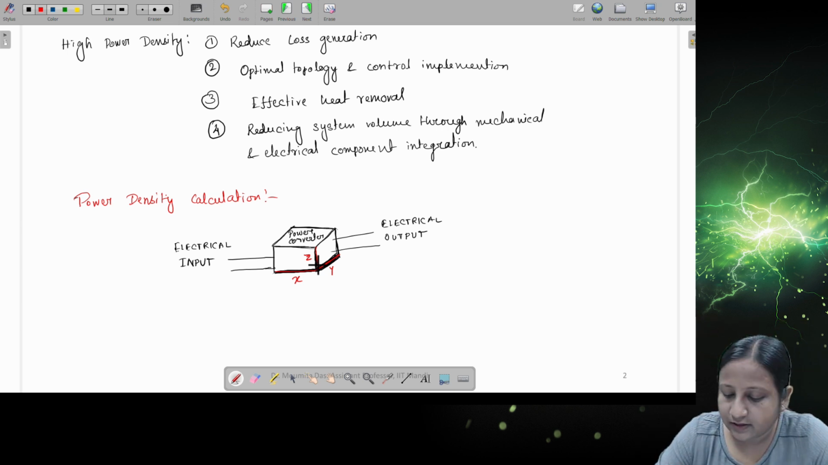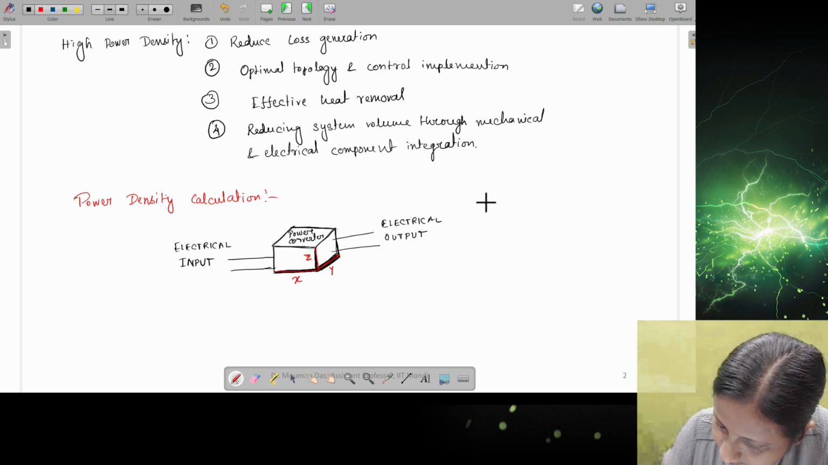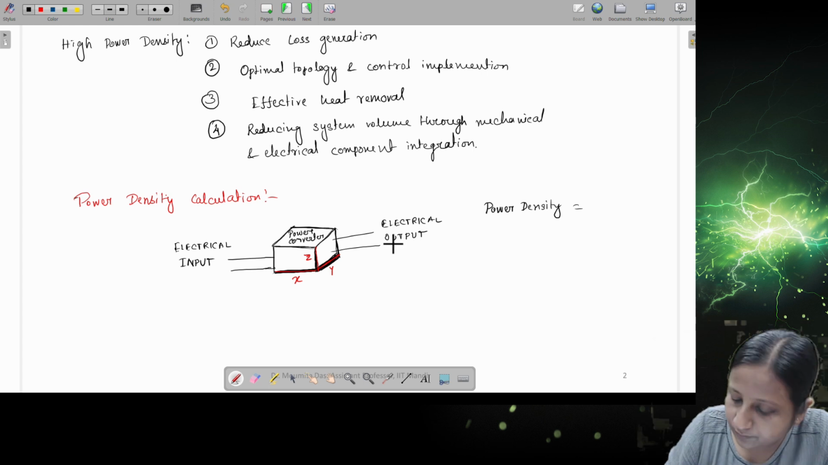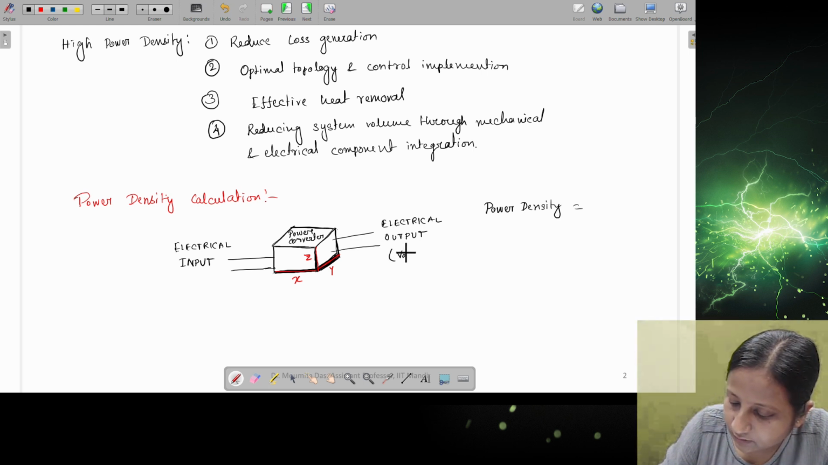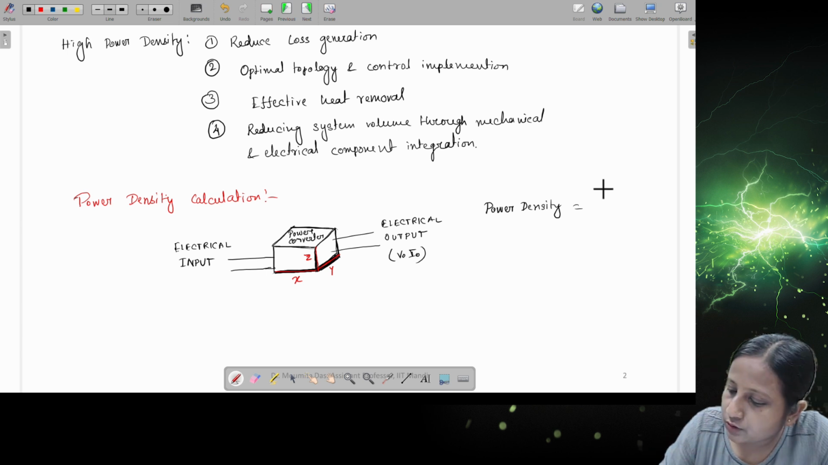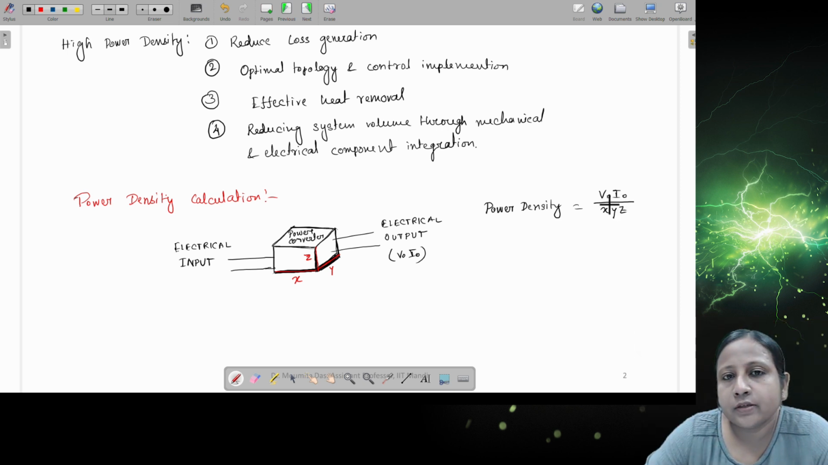Then the power density formula we can write as equal to the electrical output, if we represent it as V0 multiplied by I0, whatever power will be at the output. So V0 I0 divided by X multiplied by Y multiplied by Z, basically the volume of the system or the power converter. This will give you power density.